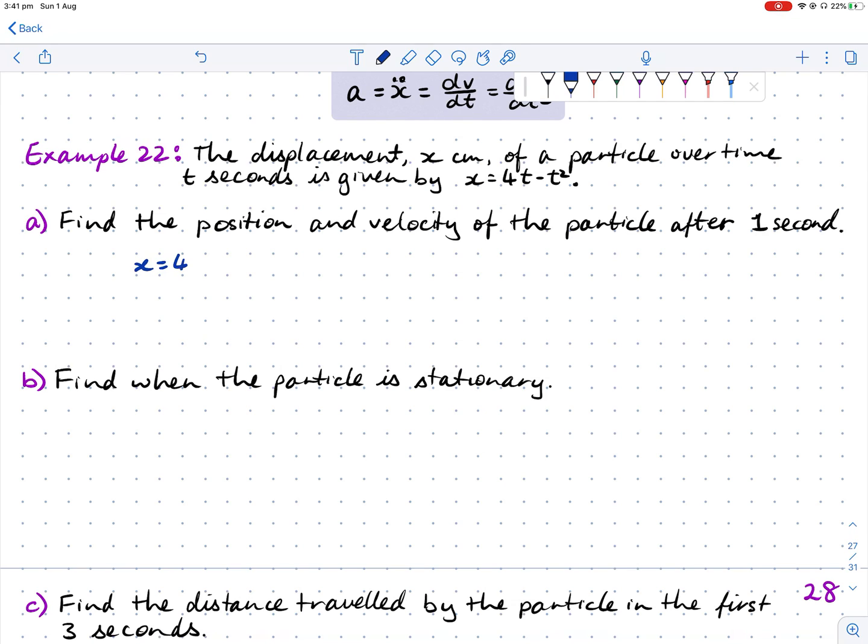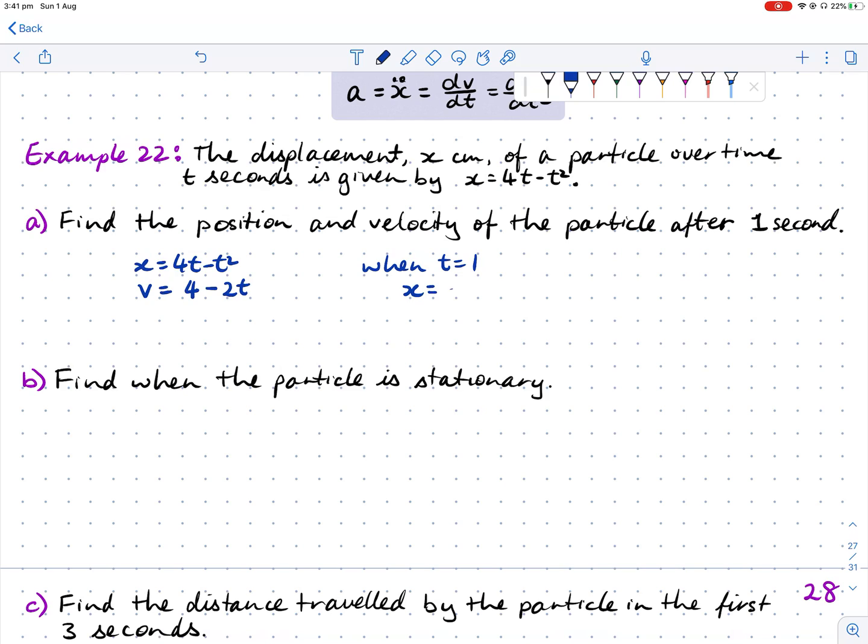So we're starting with x equals 4t minus t squared. The velocity is going to be that differentiated. If I differentiate 4t, that's 4, minus the derivative of t squared, which is 2t. So those are the equations to work out the position and the velocity of the particle. Then when t equals 1, we're going to work out what x and v are.